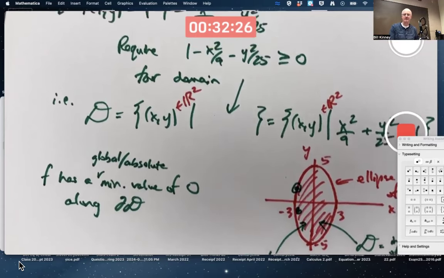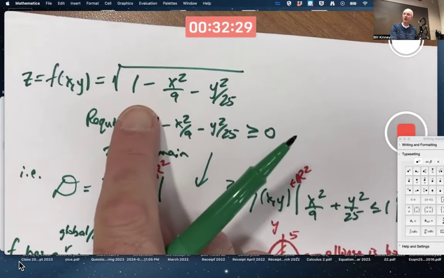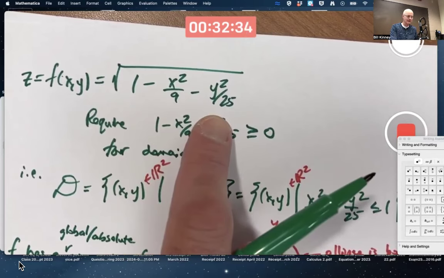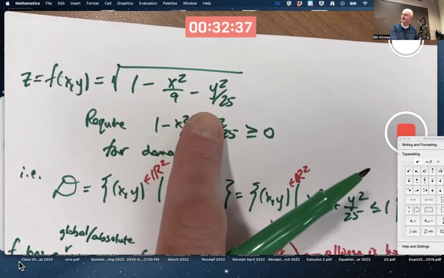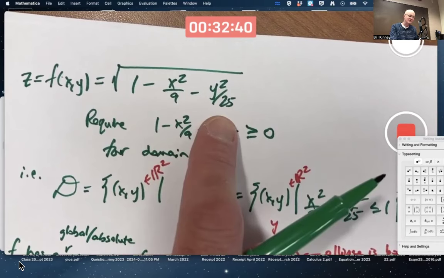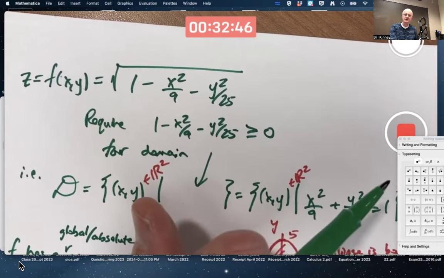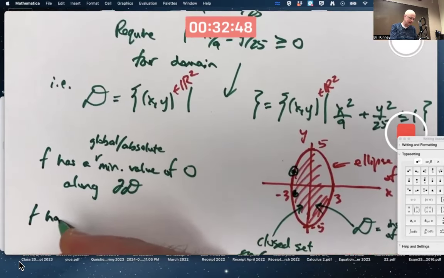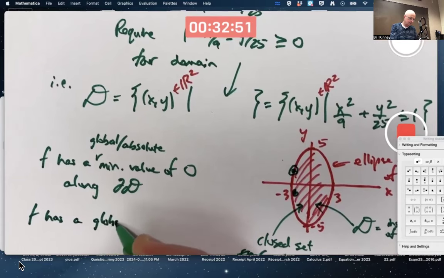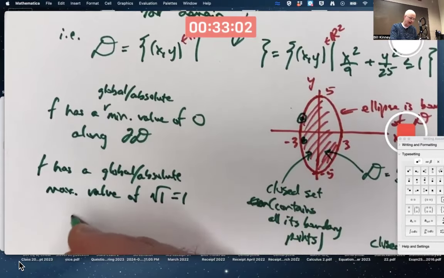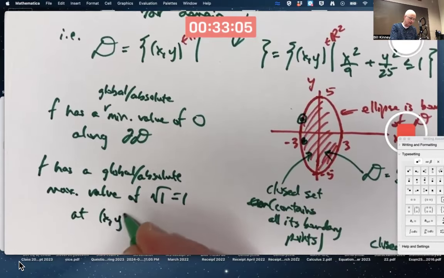It's got a maximum value. Where's the biggest this could possibly be? Square root of 1 is the maximum value, because if you're at the origin, if x and y are both 0, that makes what you're subtracting as small as possible. You're subtracting 0. So the resulting thing, 1 minus that, is as big as possible. Square root is also as big as possible. F has a global / absolute maximum value of square root of 1, which is 1, at one point, x, y equals 0, 0.